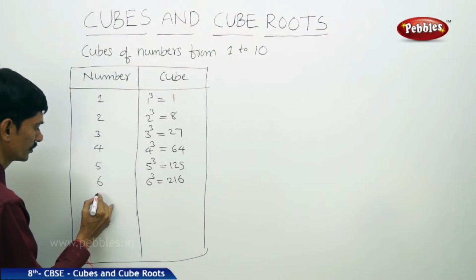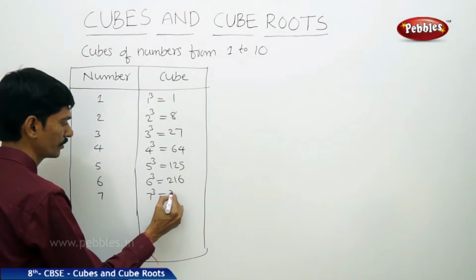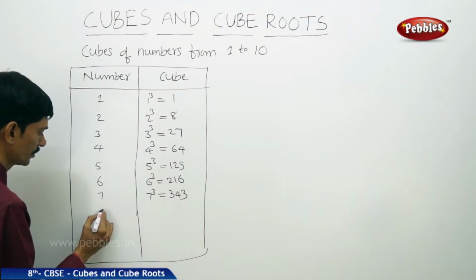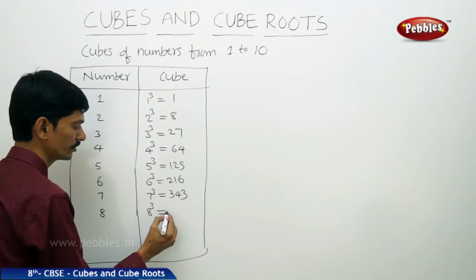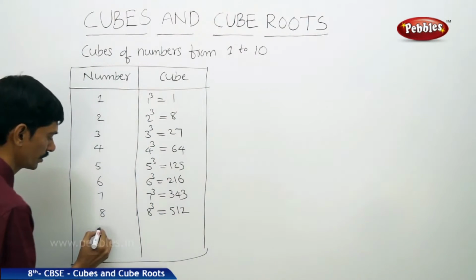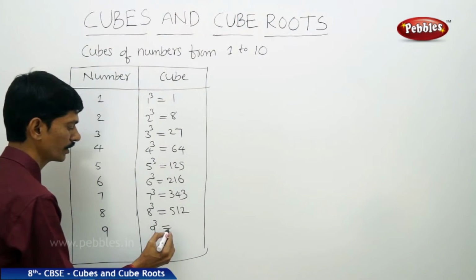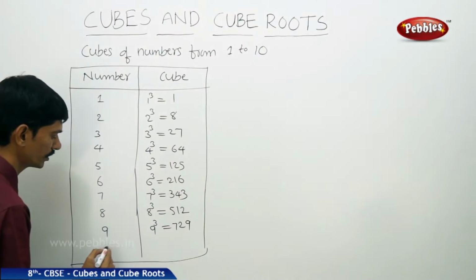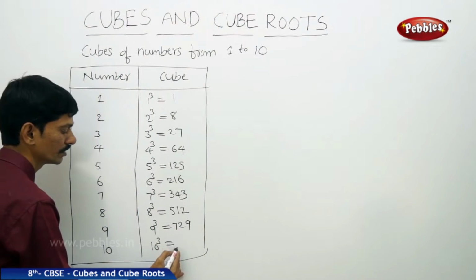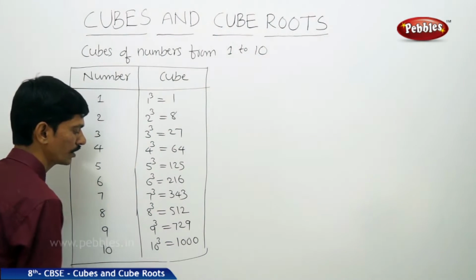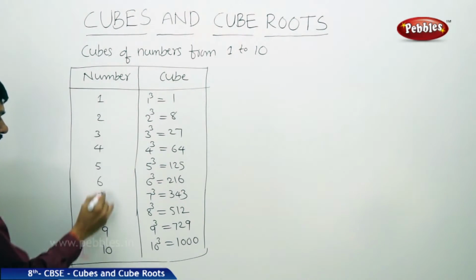Next natural number 7. So 7 cube we can write 7 into 7 is 49, 49 into 7 is 343. Next 8. So 8 cube we can write 8 into 8 is 64, 64 into 8 is 512. Next 9. 9 cube is 9 into 9 is 81, 81 into 9 is 729. Next number 10. So 10 cube, 10 into 10 into 10 is 1000. 10 tens are 100, 100 into 10 is 1000. So these are the cubes of the natural numbers from 1 to 10.